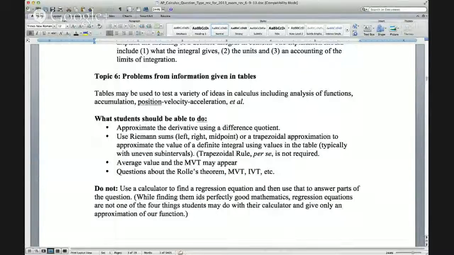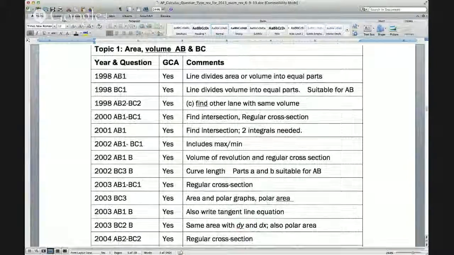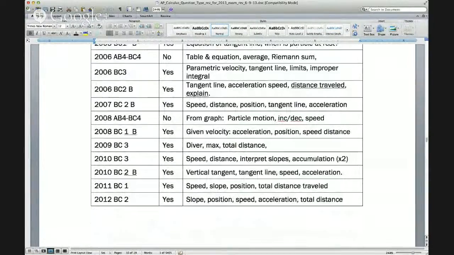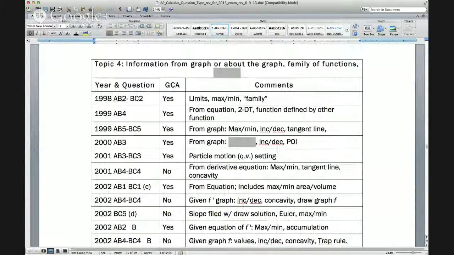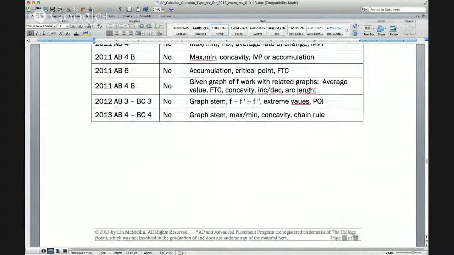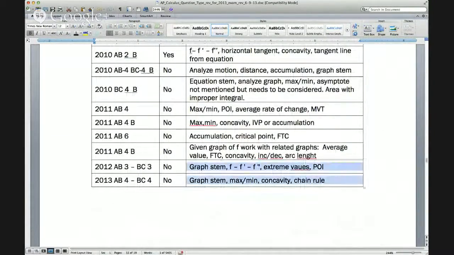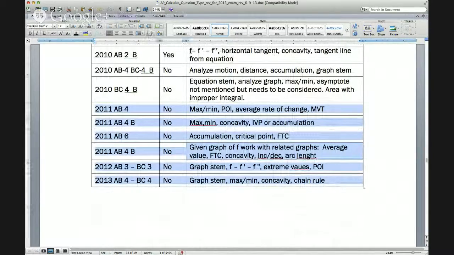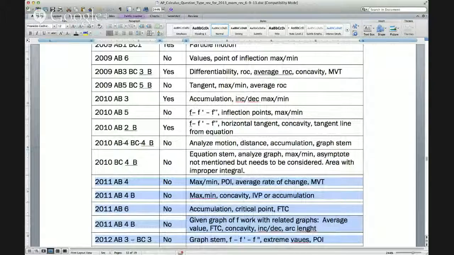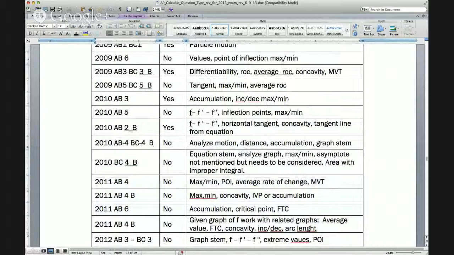So let's go down to the list of what all questions recently have been on this topic. You can see there's a lot on this topic. In class, we've pretty much done 2013 to 2011. So we're going to start with 2010 AB4. Okay, let me get that up.